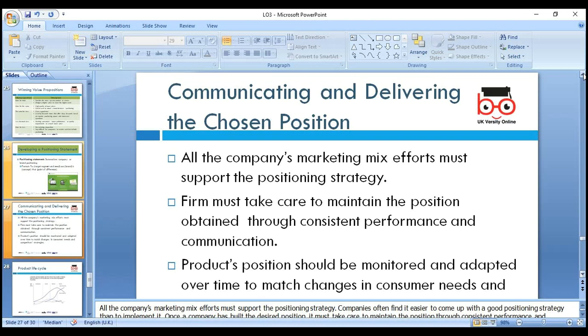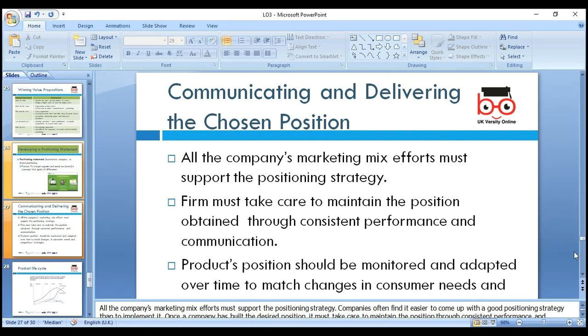So the marketing mix, which we discussed, is product, price, promotion, and place. These are the 4 P's, also known as the marketing mix, which is further extended to 7 P's. We can look at processes, people, and physical evidence, where we are really selling it. So the firm must take care to maintain the position obtained through consistent performance and communication.